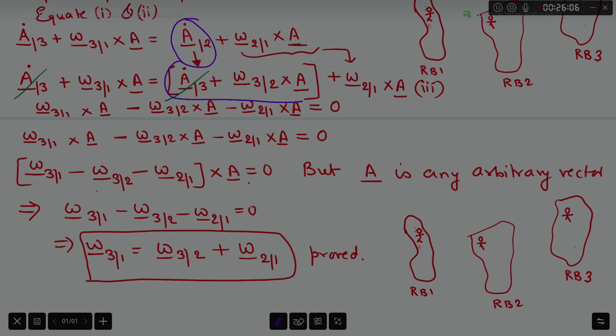and this expression becomes what I have here. A with respect to 2 being written as A with respect to 3 plus omega 3 with respect to 2 crossed with A, and then the other term just stays the way it is. Once I do that, I realize that on both sides of this equation I have A dot with respect to 3 appearing, which I am going to cancel out readily and take all the terms on the left hand side, making this equation appear as what I have here.